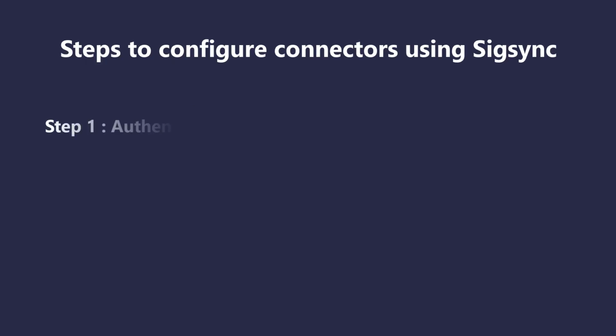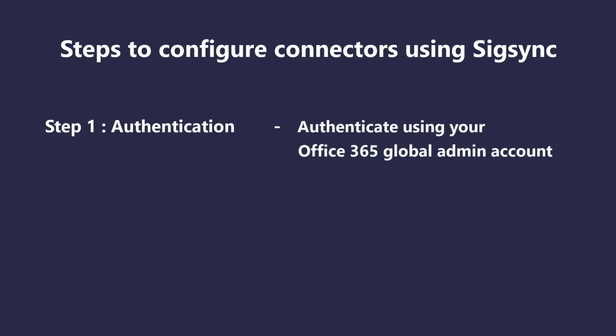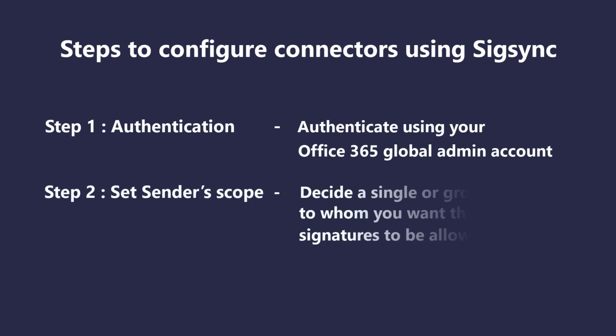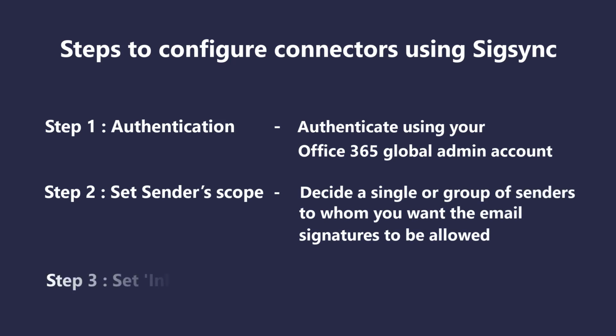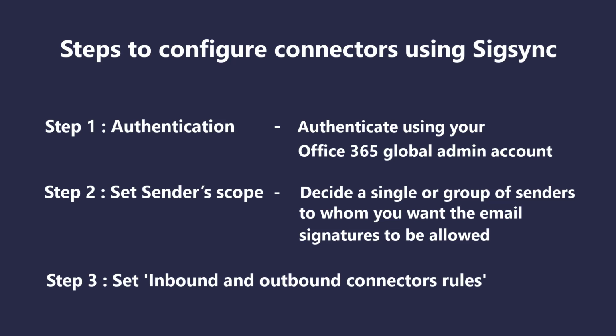There are 3 main steps involved in connector configuration. The first step is to authenticate using your Office 365 Global Admin account. The second step is primarily called setting sender scope, wherein you will decide a single or group of senders to whom you want the email signatures to be allowed. The third step is to set inbound and outbound connectors, rules.